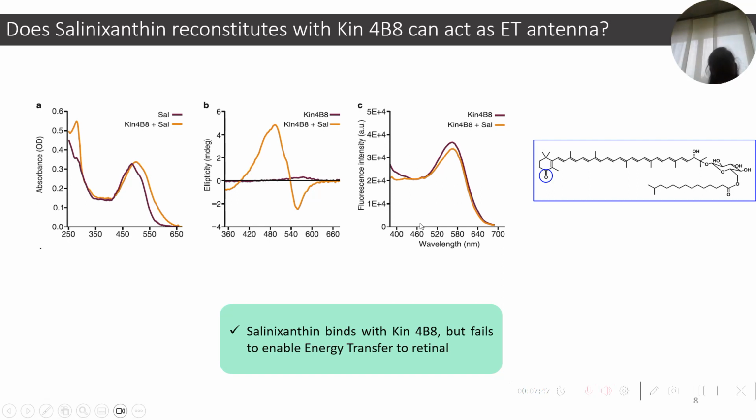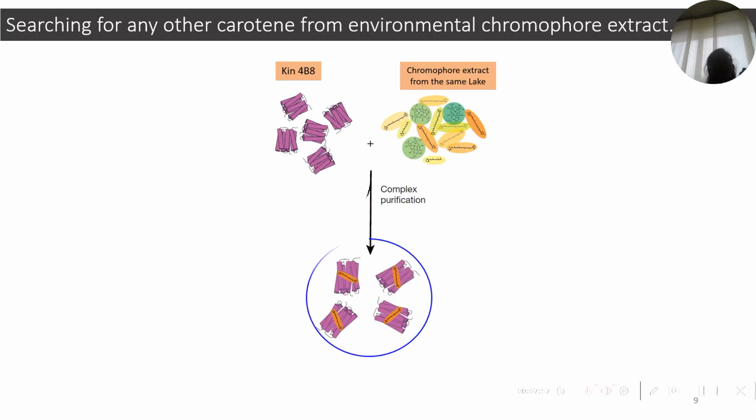So it tells that selenixanthin fails to transfer any energy. So from this point, we moved further with this protein, and then we took another approach, that is direct chromophore extraction from environment.